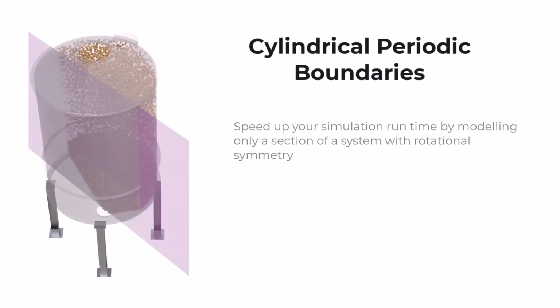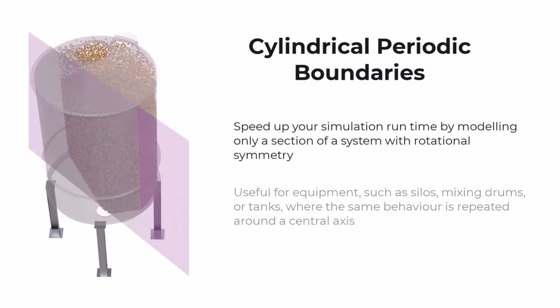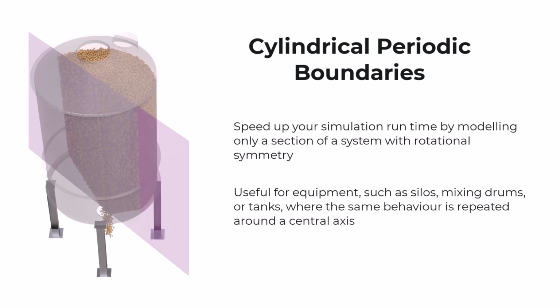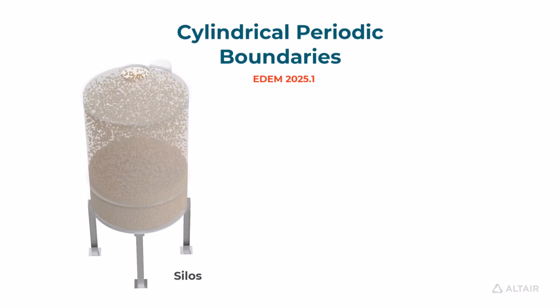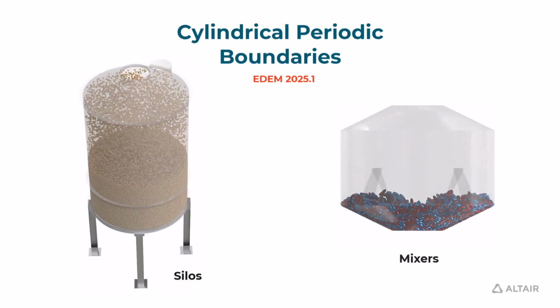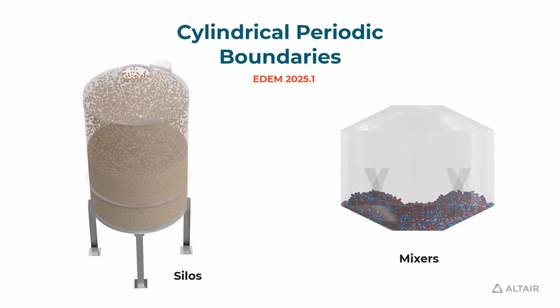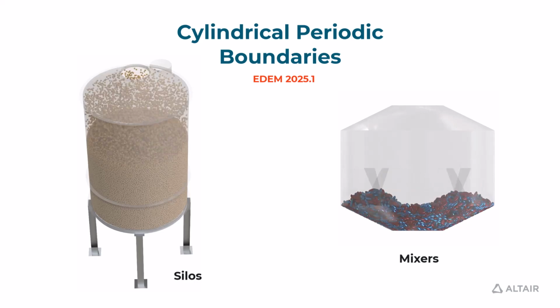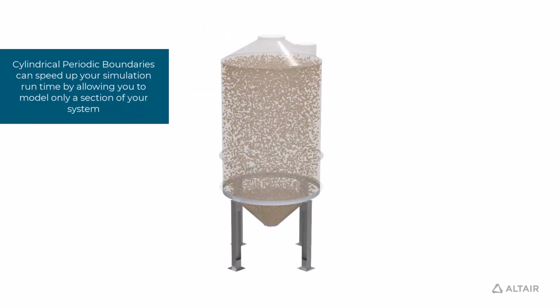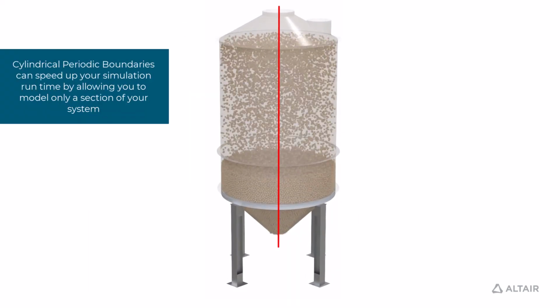In this video, you will learn how to use cylindrical periodic boundaries and how this feature can significantly reduce your simulation runtime. This tool is especially useful for rotational or symmetrical systems, such as silos, mixing drums, or tanks, where the same behavior is repeated around a central axis.